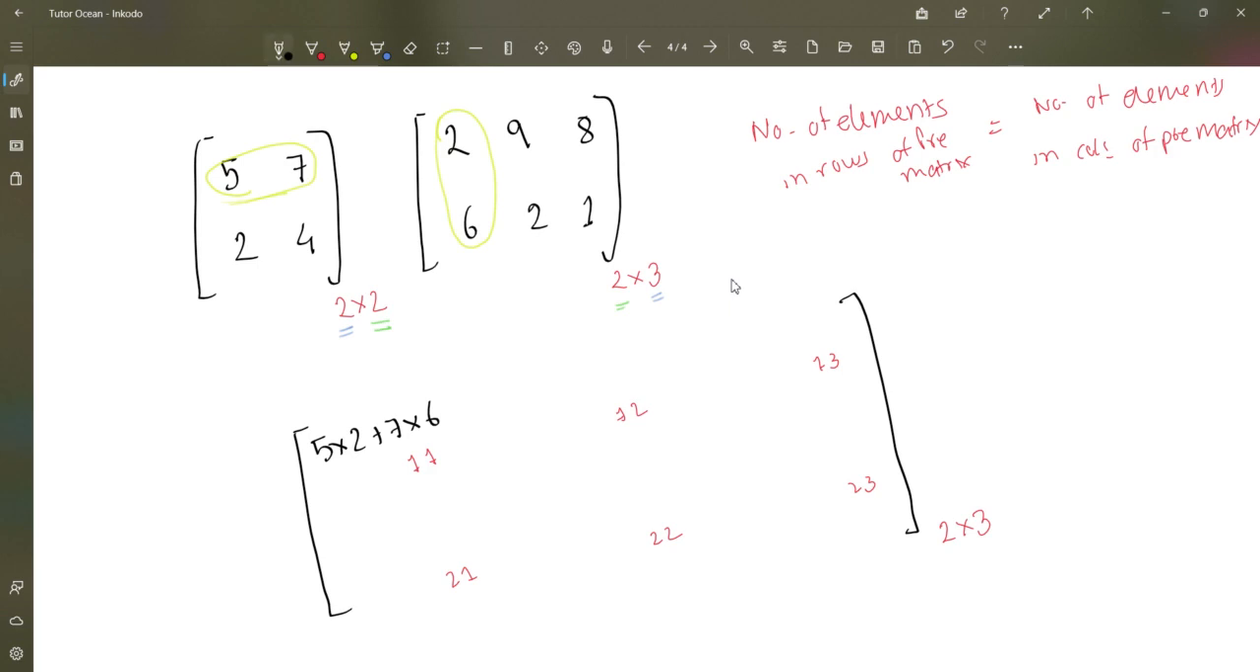Okay, let's continue on. 5 into 2. Then again 5 into 9 plus 7 into 2, and then again 5 into 8 plus 7 into 1. Okay, then 2 into 2 plus, you understand what I'm doing, right? I'm just multiplying. Let me visualize this one with you guys.